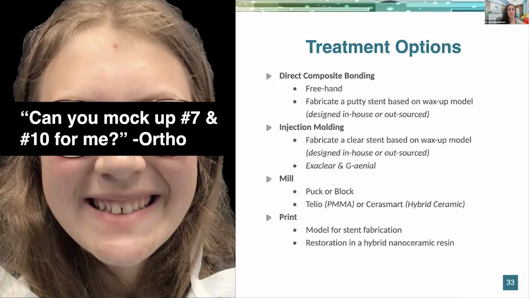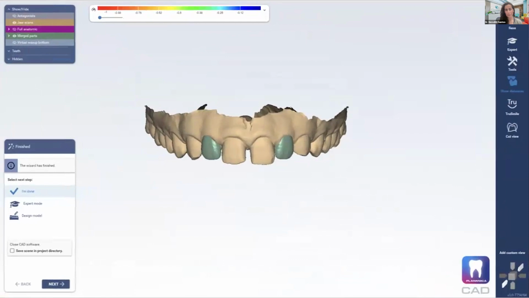Or again, I can print a model for stent fabrication, or like we did in this case, I can just direct print veneers. So that's what we ended up doing in this case. This is that designed in the Plaid CAD Premium software. One of the things that I love about this, like most software, is that you can mirror and copy other teeth. So I was able to really create the symmetry that we want, and line things up the way that we want them lined up, so that the orthodontist knows better now where to put those teeth.